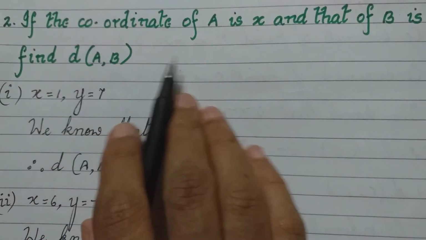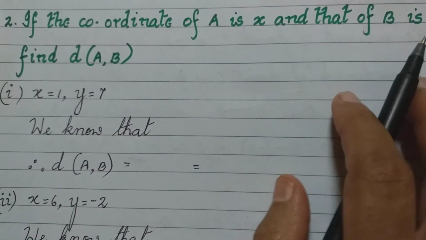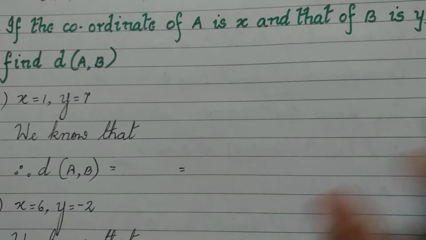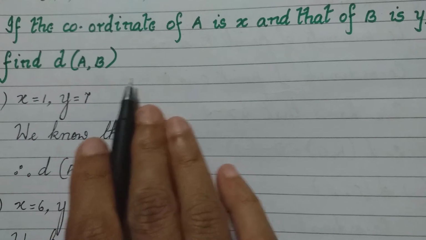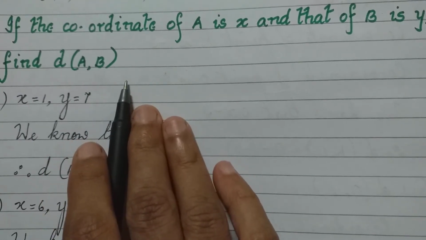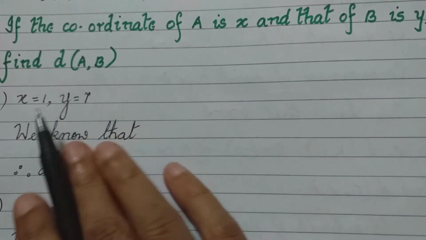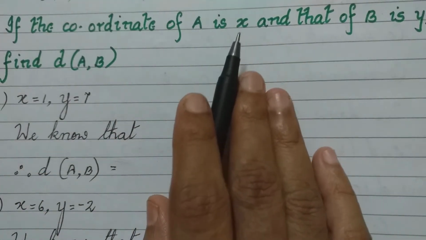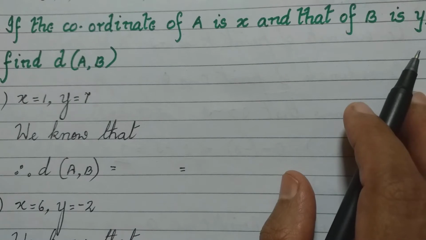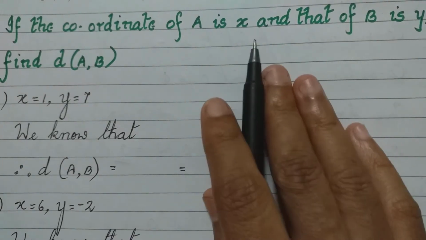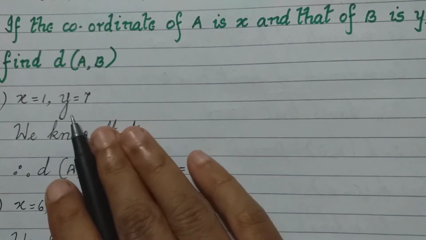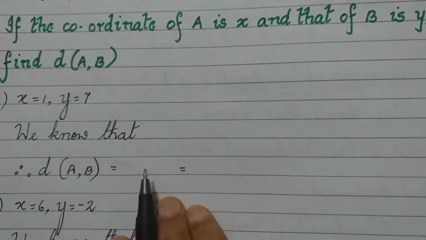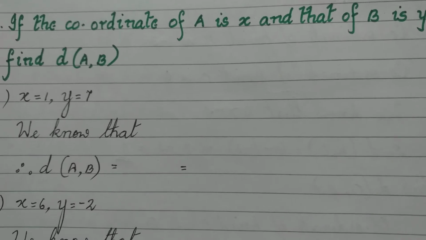Second question, if the coordinate of A is x and that of B is y, find the distance between the points A and B. Okay, so there are different examples where they have given us the values of x and y, the coordinates. We will take them as the coordinates and compare them, and then find the distance between the points A and B.